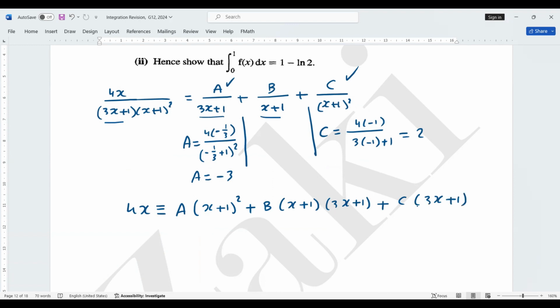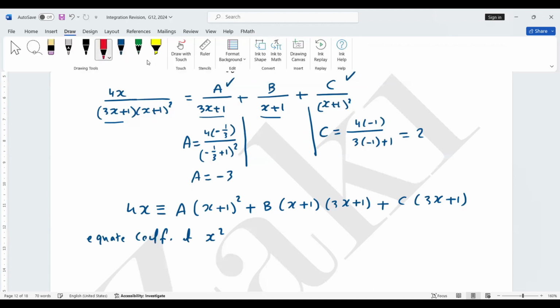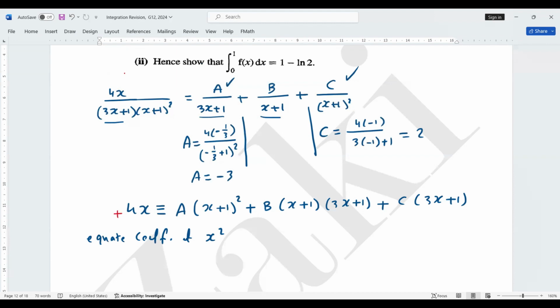Now, we need the value of b. We equate the coefficient of x squared in both sides. But there is no x squared in the left side. We can say 0x squared. So in the left side, the coefficient of x squared is 0. In the right side, this is x squared multiply a. So it's a plus x times 3x is 3x squared multiply b. Then the coefficient of x squared is 3b.